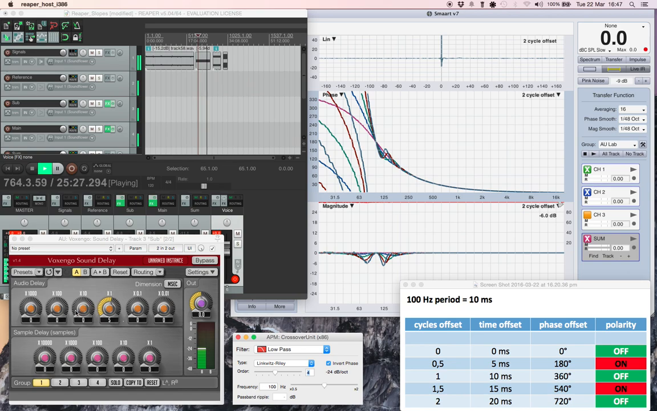And this is half a cycle, and this is 1.5 cycle, 2.5 cycle, 3.5 cycle, 4.5 cycle, 5.5 cycle, 6.5 cycle, 7.5 cycle, 8.5 cycle, and finally 9.5 cycle. That is 95 milliseconds. That is almost 30 meters or 90 feet of misalignment.